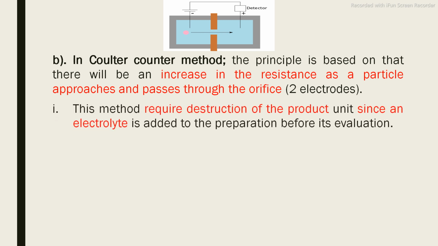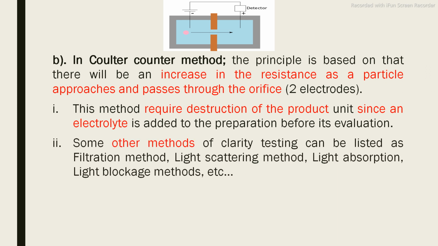This method requires the destruction of the product since an electrolyte is added to the preparation before its evaluation. So in this case, if you want to evaluate the ampoule, first we have to break the ampoule, because we have to add some electrolyte in order to check this counter method.